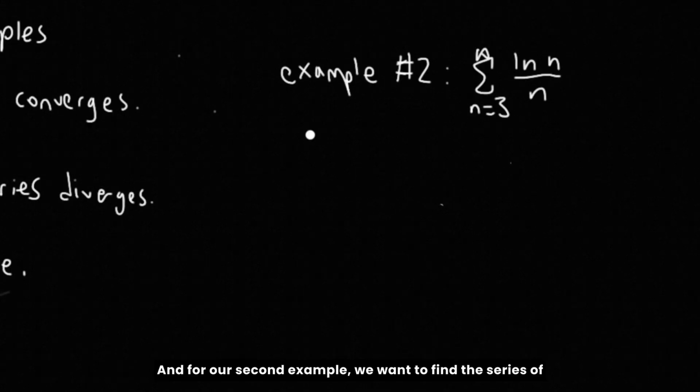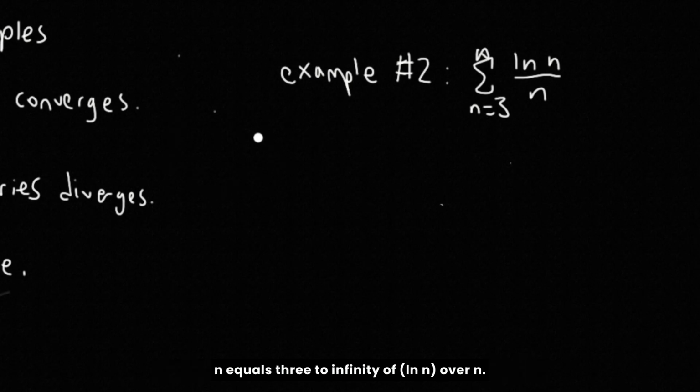And for our second example, we want to find the series of n equals 3 to infinity of ln n over n. Of course, ln n over n doesn't have any distinct exponents or factorials, but we're going to do that just for the sake of this video. We're going to use the ratio test.